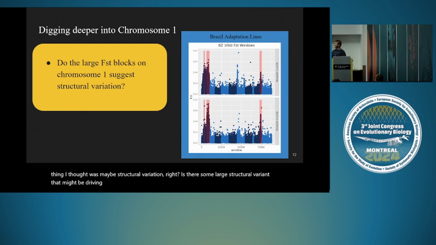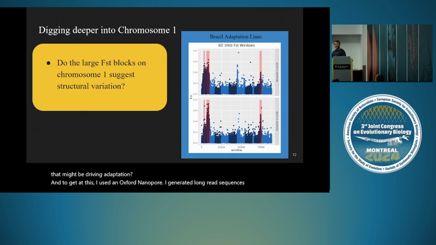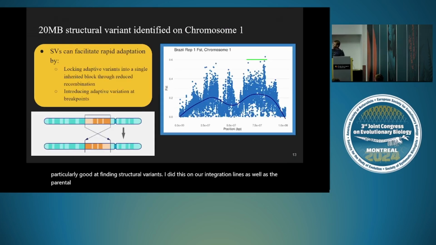And to get at this, I used an Oxford Nanopore. I generated long-read sequences, which are particularly good at finding structural variants. I did this on our introgression lines as well as their parental lines. And as you can see here, I identified a 20 megabase pair structural variant right over the region of high differentiation. This is FST zoomed in on chromosome 1. It goes from, again, 64 to 84 megabase pairs right over that region.